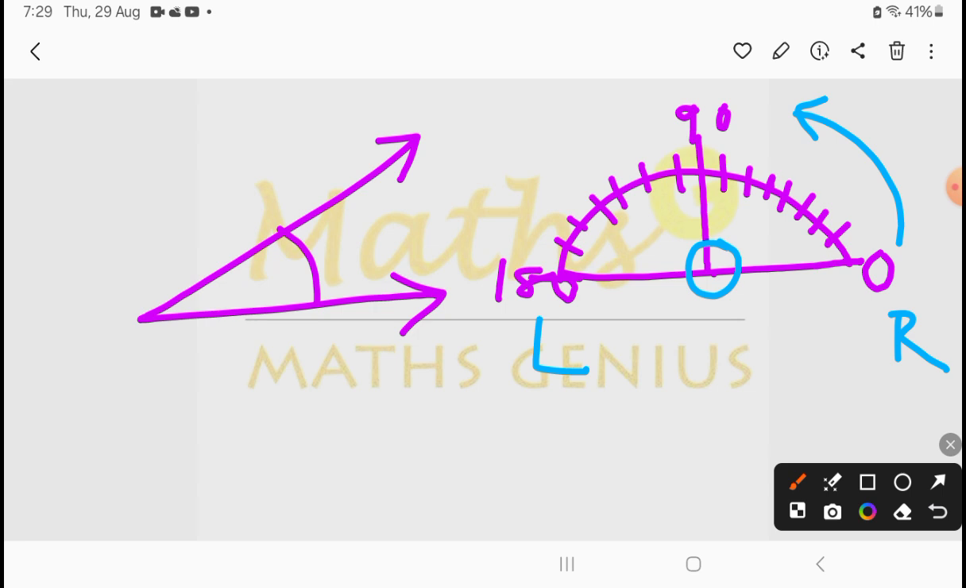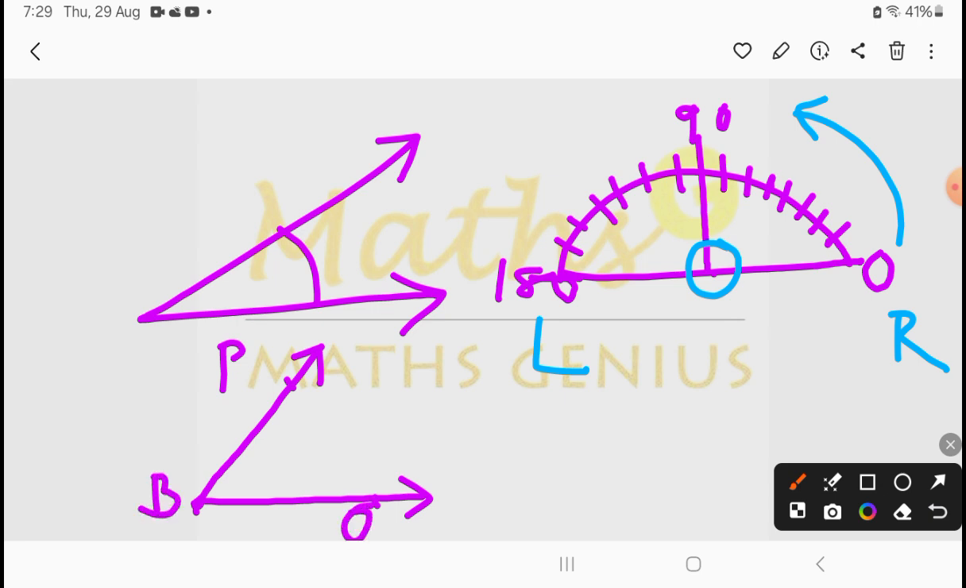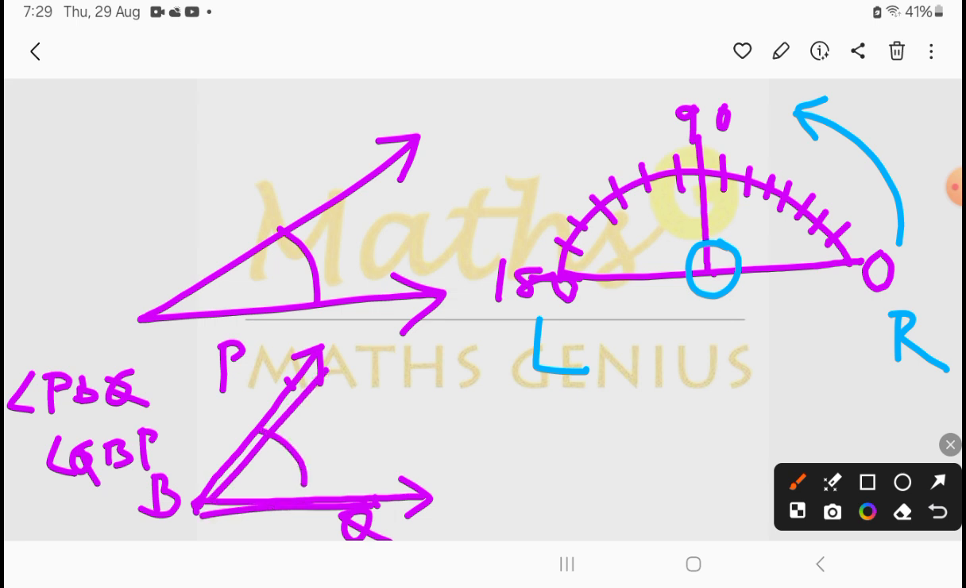So let me take another angle. Let me say this is the angle. This is the initial arm, this is the final arm, and this is the vertex. On that I may take 2 points, let's say P, B, Q. The angle is B. And if you are giving a 3-letter name, it will be PBQ with this symbol on the left, or it could be QBP. So the space between the two arms is called the angle.